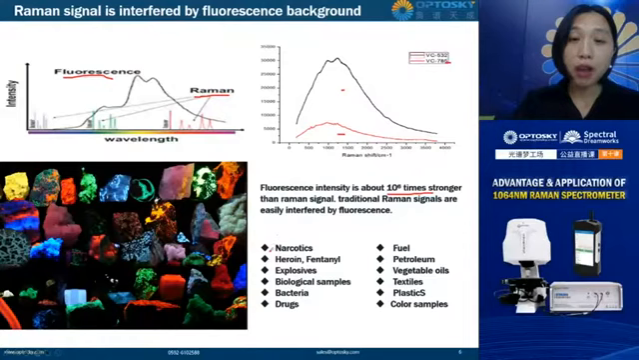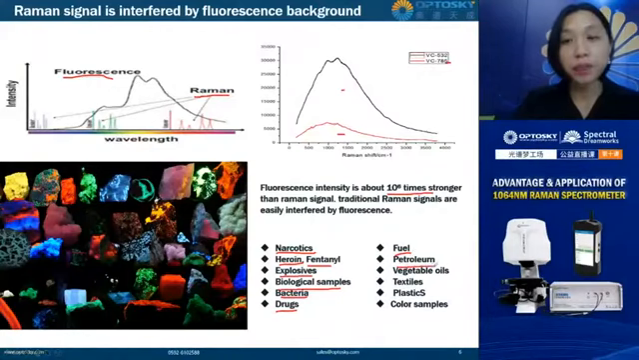So we have these samples with high fluorescence, like narcotic drugs, heroin, fentanyl, and explosives, and some biological samples. Many biological samples like beers and bacteria, pharmaceutical drugs, fuel and petroleum, vegetable oils, textiles, plastics, and color samples. All these are typical materials with very high fluorescence background.